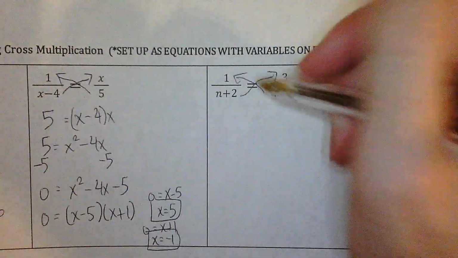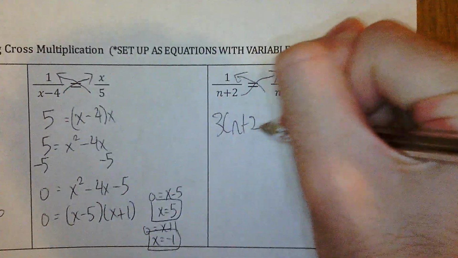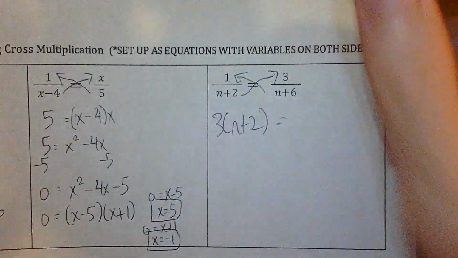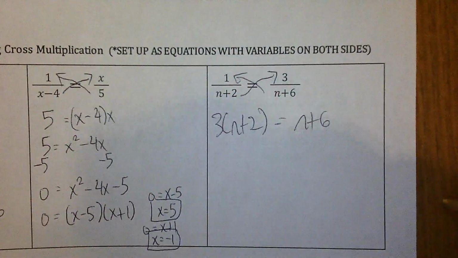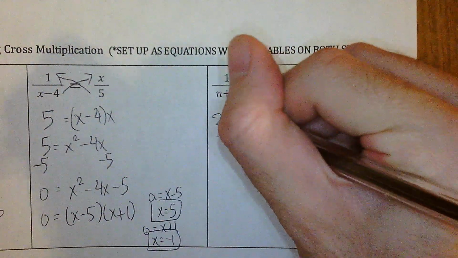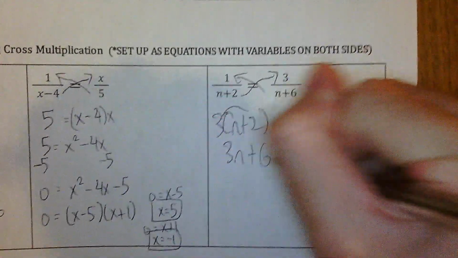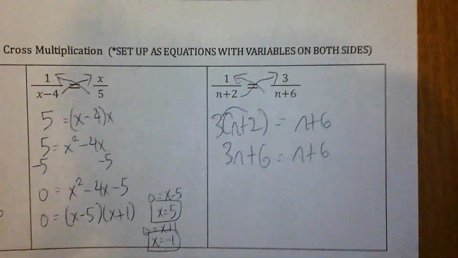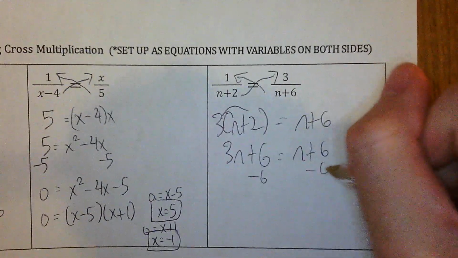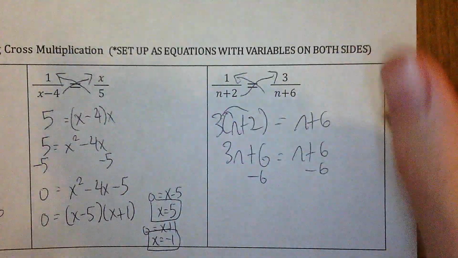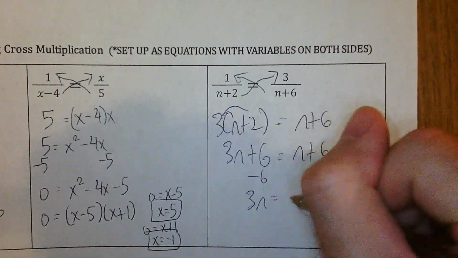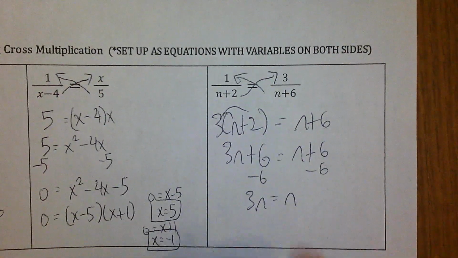Another cross multiply, we're going to have 3 times n plus 2 equals 1 times n plus 6. Distribute the 3, so the n plus 3 times 2 is 6. And then let's collect up all of the different types of terms. I'm going to subtract 6 from both sides. Now we have 3n equals n.